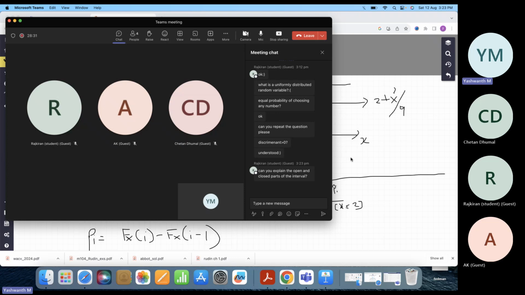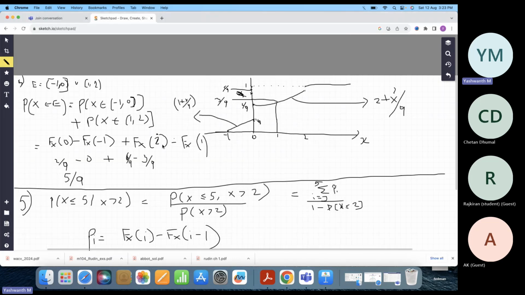Can you be more specific? Open and closed intervals are pretty trivial, right? So basically here, distribution functions are right continuous. In this problem 0 is closed. That's it. Only at 0 you have this closed interval. Everywhere else you have open intervals.